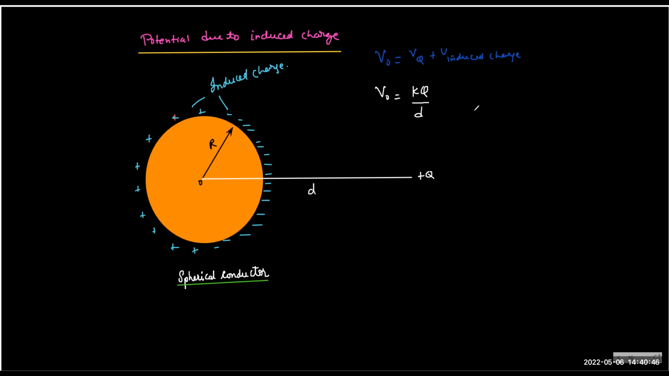So what about the potential of the induced charge? Because the center is equidistant from all the plus and minus charge, the induced charge would be equal to that of Q. So minus Q and plus Q would cancel out, so the answer is zero. So the induced charge will have zero contribution at the center of the sphere. The total potential which we get at the center is just KQ by D.